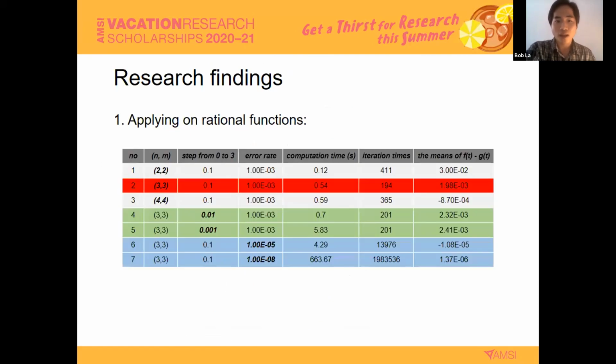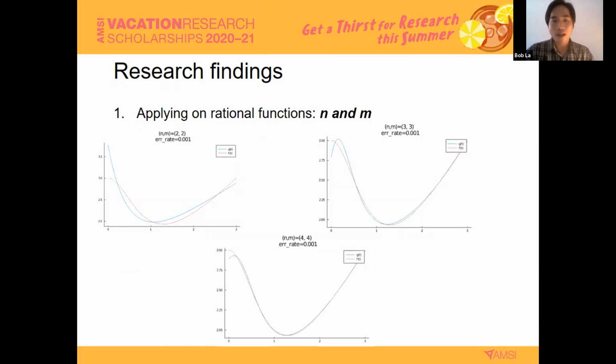This is the result. I'm using different n and m and different steps, where the step is the number of hyperplanes, and also different error rates. Here are some examples with different n and m: n of 2, 2 or 3, 3, 4, 4. Of course, a higher n and m for the polynomial power should have better results, which you can see here. Because the goal function itself is a rational function made of a polynomial, the results should fit very well and be really good like this.